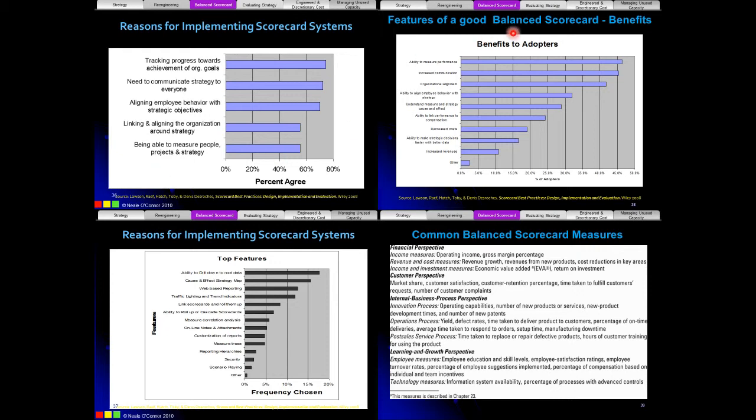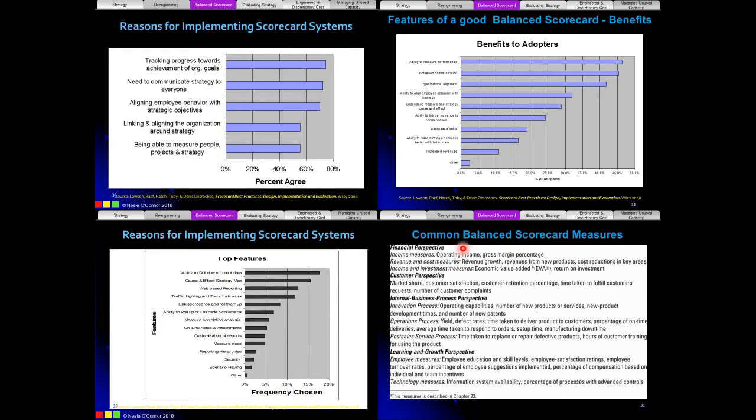What about features of a good balanced scorecard? Ability to measure performance, increased communication, organizational alignment. There you have these features coming out again. And what about reasons for implementing scorecard systems in terms of the top features? Ability to drill down to root causes, cause-effect strategy map. You're going to learn about strategy maps here, and web-based reporting. So there are lots of specific features that the Balanced Scorecard enabled in the organization.